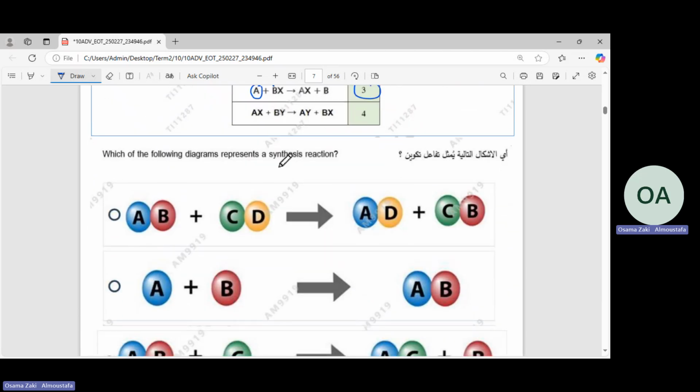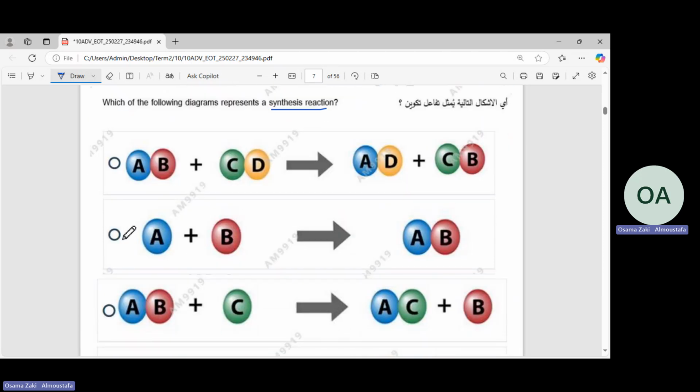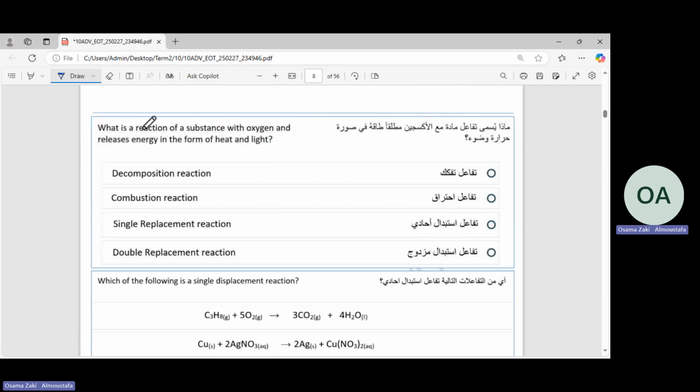Okay, which of the following is the synthesis reaction? Synthesis reaction, this, because we have combination between A and B to produce AB. Okay. Next question, what is the reaction of a substance with oxygen? So there is a reaction with oxygen. The reaction with oxygen is what? Is combustion, which means burning. Okay. And it forms heat and light.